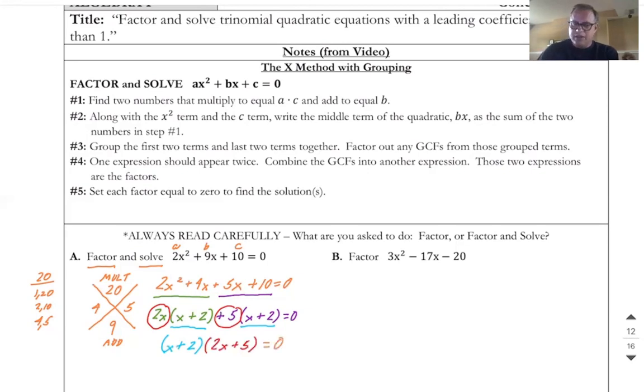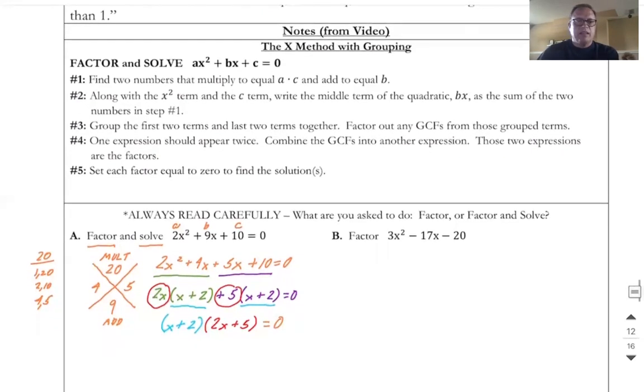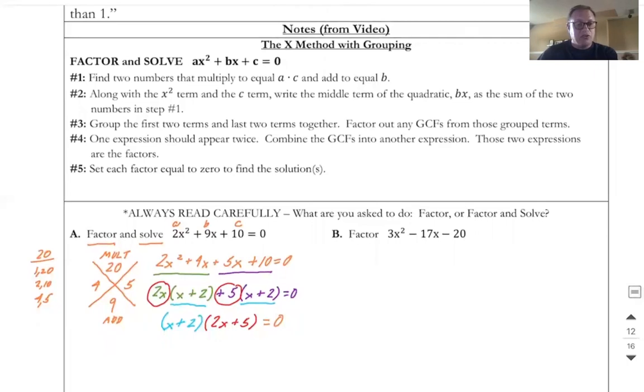So right there, those are my two factors. And we've done step 4. Now, step 5 says if we have to solve, which we do here, we're going to set each factor equal to 0 and solve.